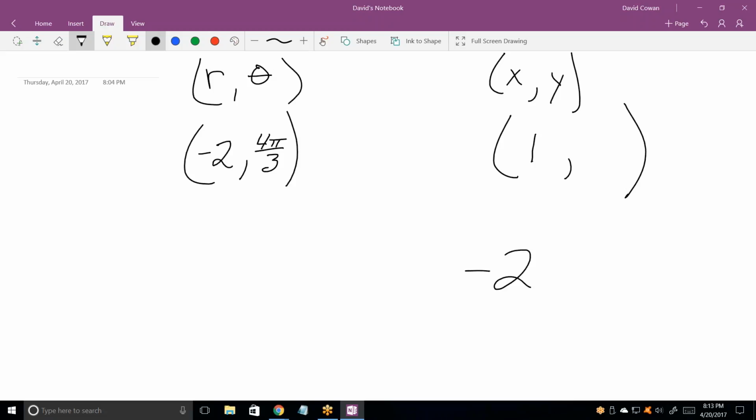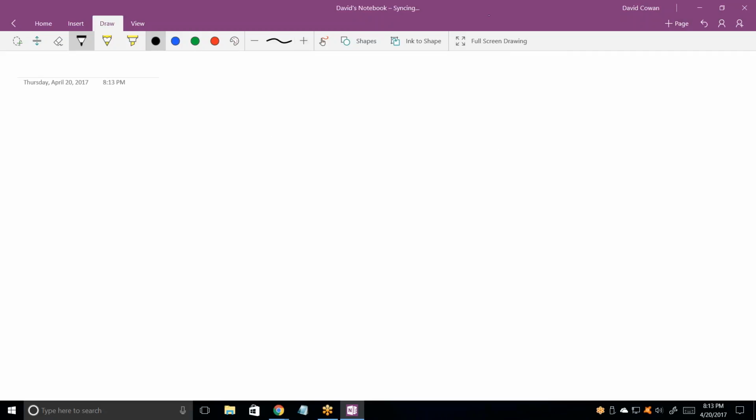-2 times -√3/2. So that just becomes √3. Yep. Cool. Okay, and so that's the last of going from polar coordinates. I'm just going to say, let's go the other way.